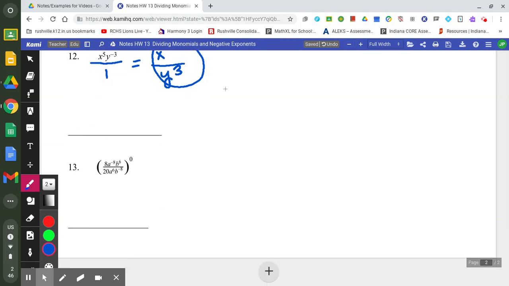On number 13, this exponent of 0 makes everything in that parentheses a 1. And that is only because there is a set of parentheses. So the entire term becomes a 1.